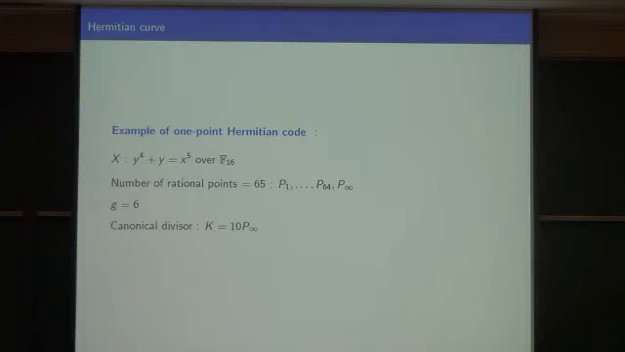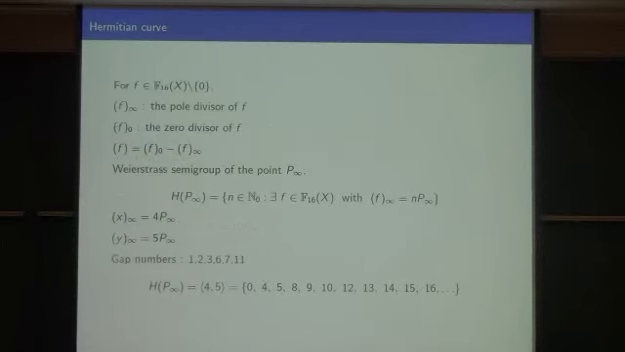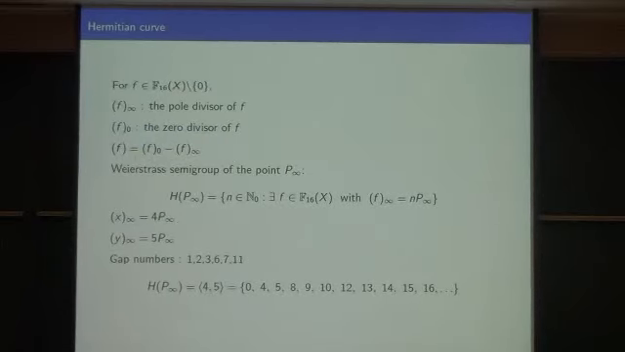Right, so when q equals 4, we have y^4 + y = x^5 over F16. The number of rational points is 65. I'm going to denote them P1 to P64, and we have 1 point at infinity. And the genus is 6, and the canonical divisor is 10P∞. Right? So this is more definition.